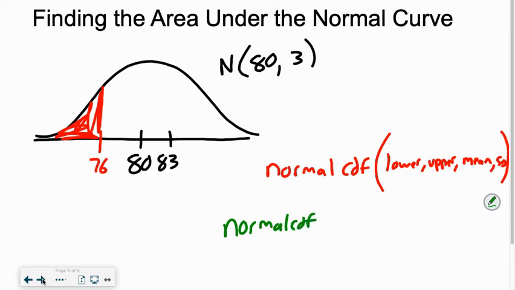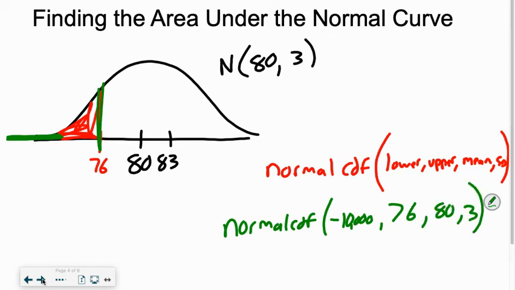I'm going to make another video explaining how to do this with the calculator. Your lower bound for the area, just pick a really, really small number. So I usually do like negative 10,000. The upper bound, or cutoff for your area, is 76. The mean is 80. And the standard deviation is 3. You plug those things into your calculator, you will get out an answer.